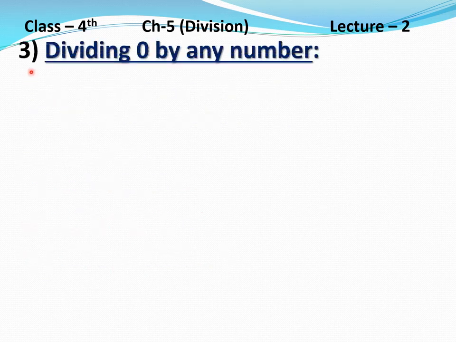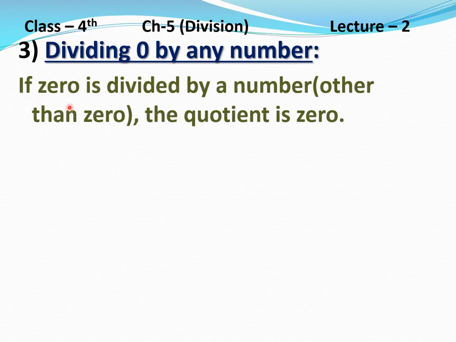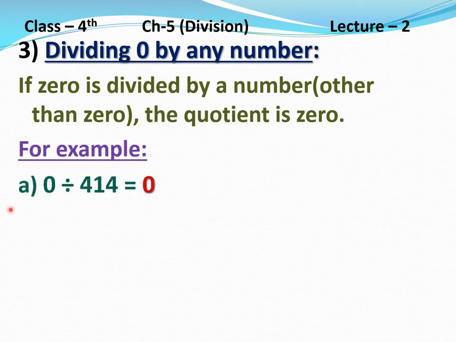Now, third property, dividing 0 by any number. If 0 is divided by a number other than 0, the quotient is 0. Remember that 0 should be the dividend, not the divisor. Clear? For example, A part 0 divided by 414 equals 0.